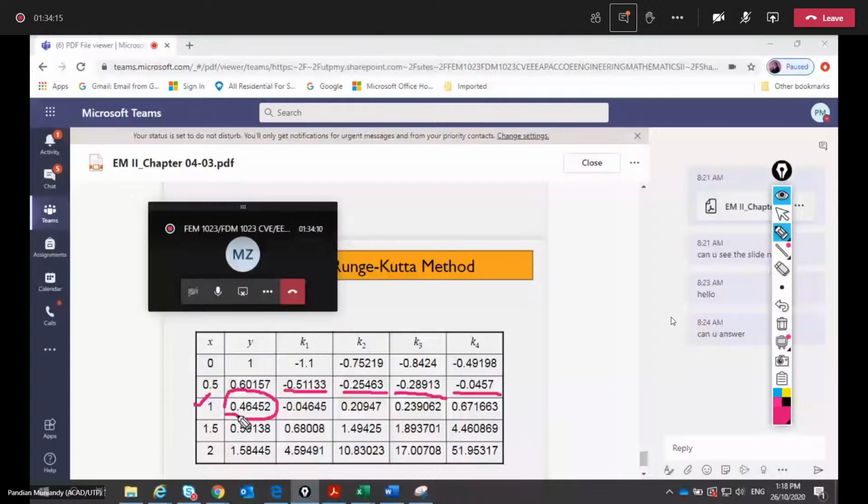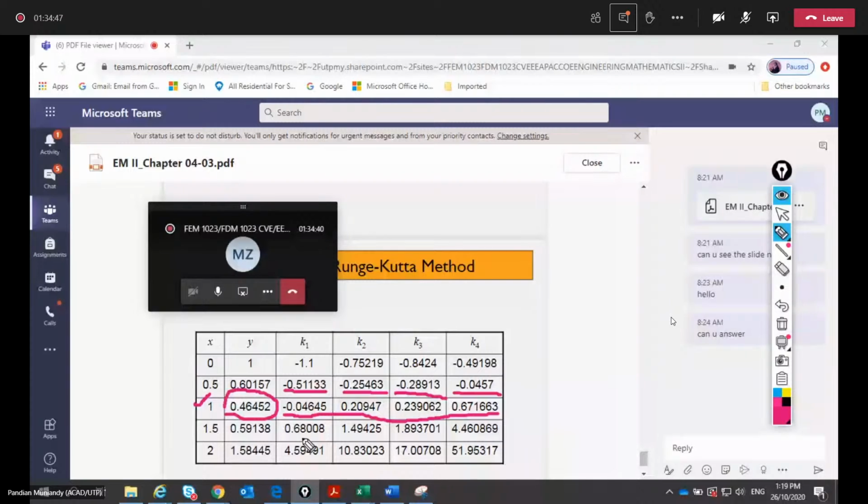0.46452. Use this X and Y, 0.46452, to calculate K1, K2, K3, K4. So your K1 will be minus 0.04645, K2 will be 0.20947, K3 will be 0.239062, K4 will be 0.671663.